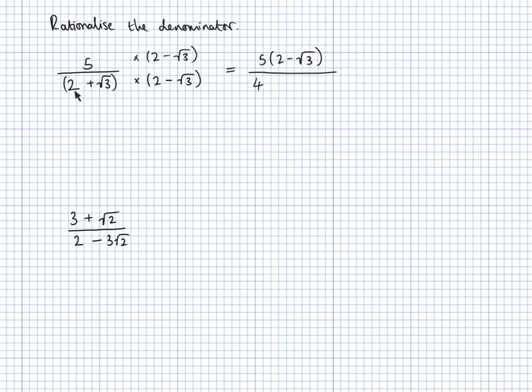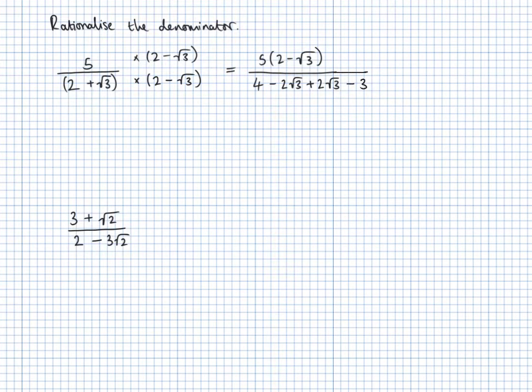2 times this negative root 3 is take away 2 root 3. Then I have root 3 times 2 is 2 root 3, so adding 2 root 3. And the last bit I have is positive root 3 times negative root 3. Okay, so the positive and the negative will give me a negative. And the root 3 times root 3 is going to give me 3. Okay, so this is what I have.